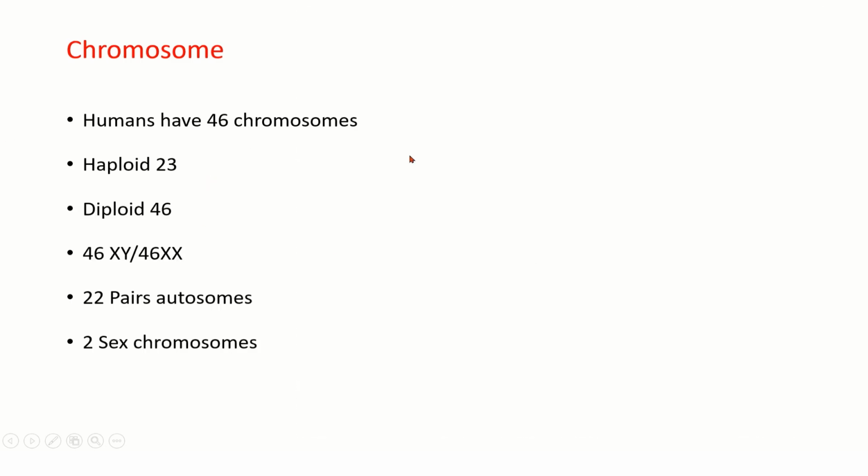So humans have 46 chromosomes. Haploid number is 23, diploid number is 46. 46 XY male, 46 XX female. 22 pairs of autosomes and 2 sex chromosomes, X and Y, or X and X.